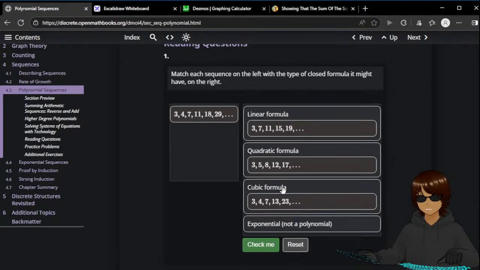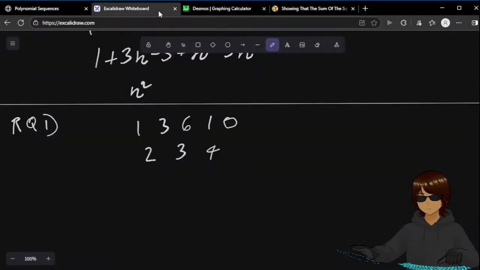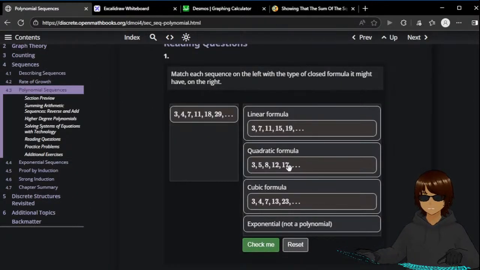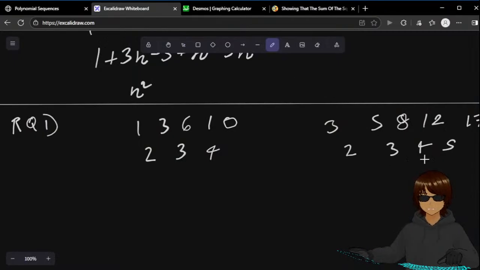Aren't both of them quadratic? 3, 5, 8, 12, 17. 5 minus 3 is 2, then 3, 4. Then 12 plus 5 is 17. This is quadratic, yeah, actually. Yes. 1, 1, 1, 1, 1.